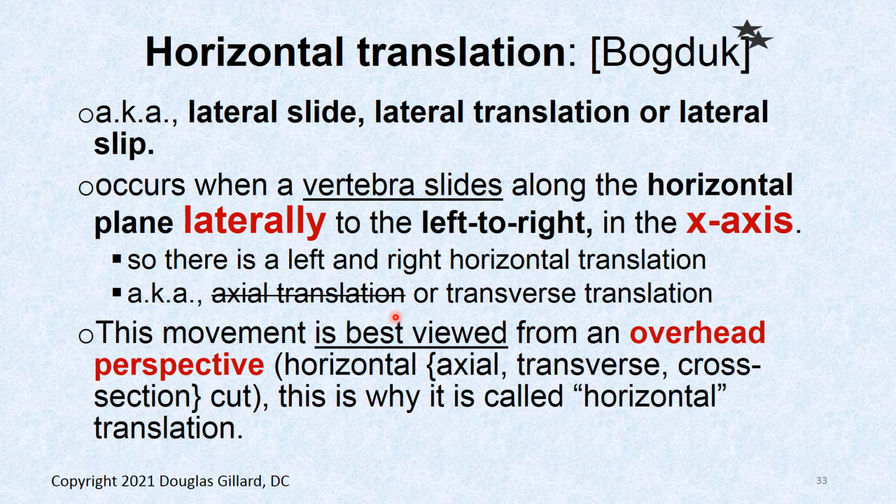All right, so there are some AKAs, though. Transverse translation, you're really not going to run into that. And axial translation is a terrible AKA because we'll talk about how biomechanists use the word axial. It's not really as an AKA for horizontal movement. But anyway, this lateral slip from side to side is best seen from an overhead view. Therefore, it's a horizontal. It's not a rotation, so it's a slip or a slide translation.